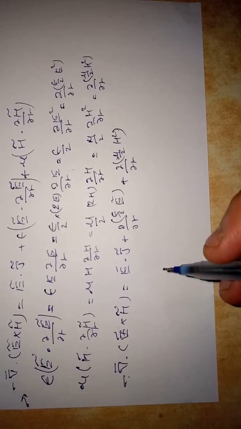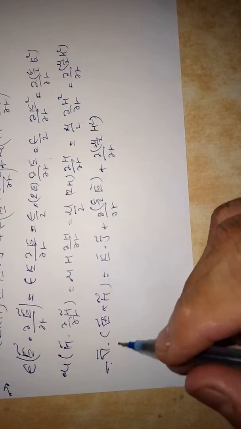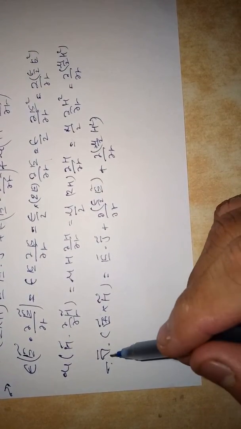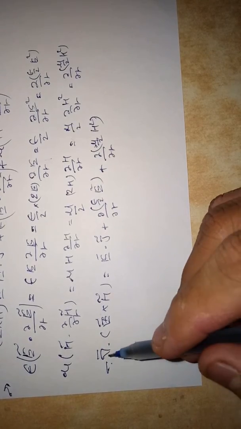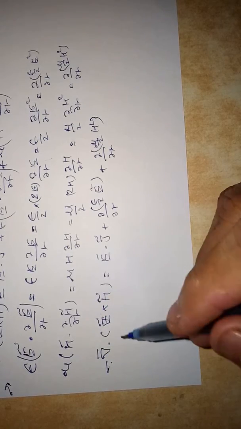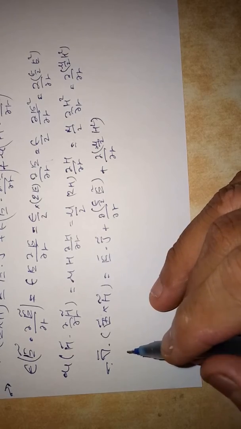Now I am taking integration on both sides with respect to volume, because I have to remove this del sign. This can be removed using the divergence theorem. So the first step should be integration with respect to volume. So I am taking integration on both sides with respect to volume.